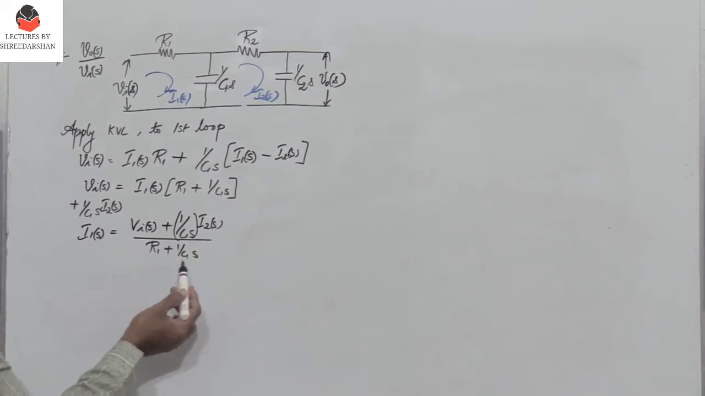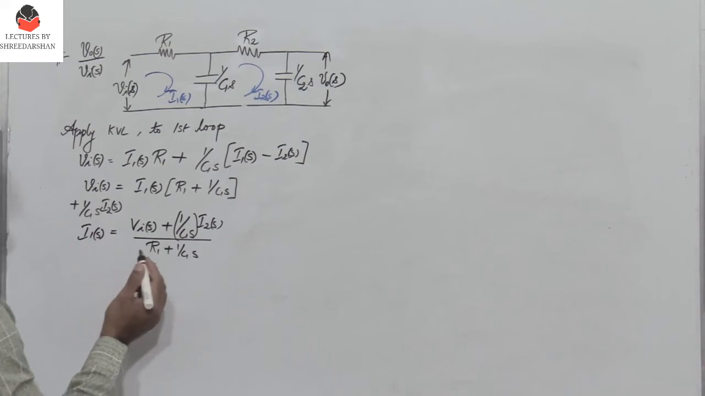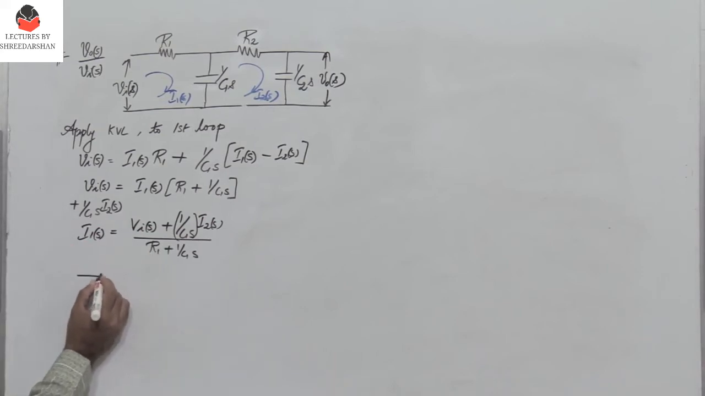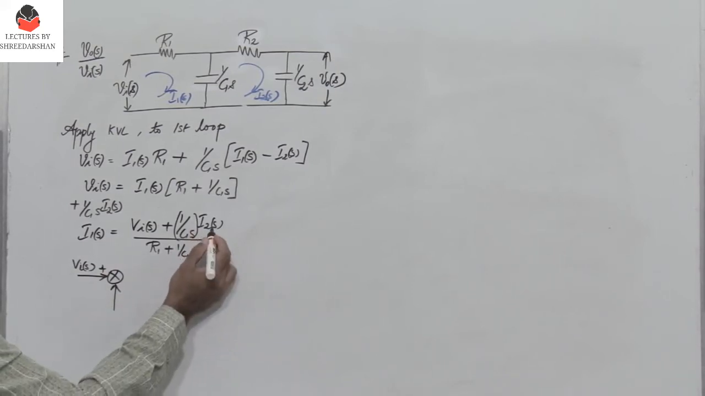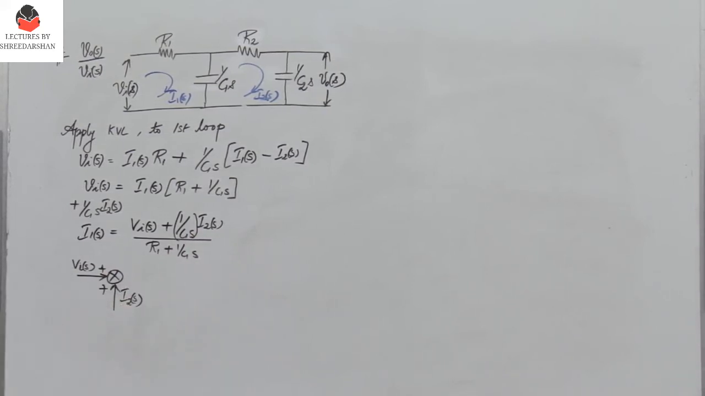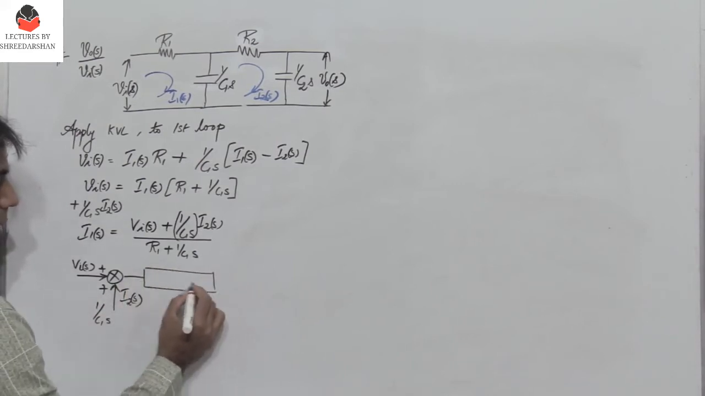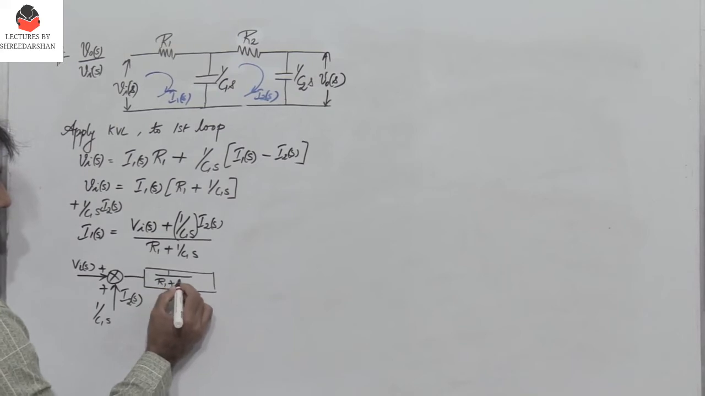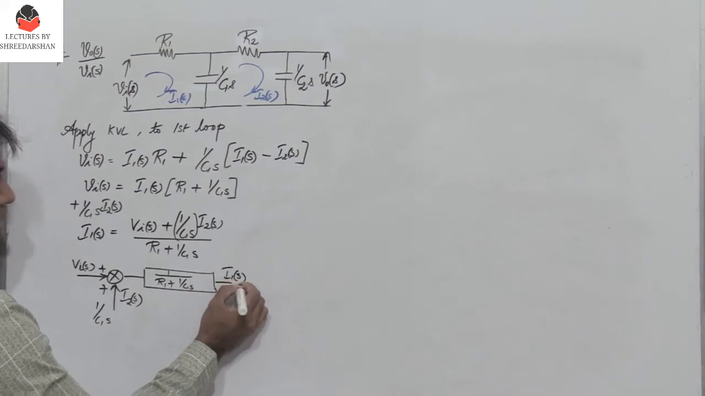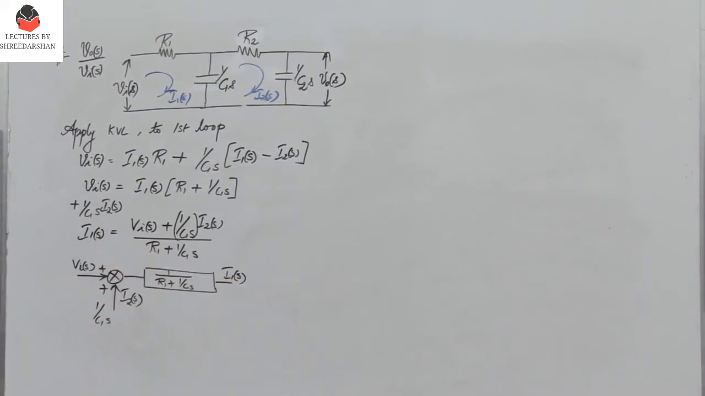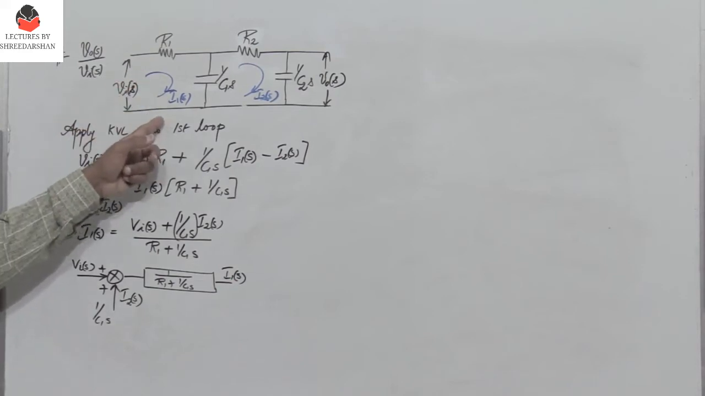Now this entire expression can be written in the form of a block diagram. So how can we write this? I have Vi of s, and then you have a summer, and here we have I2 of s. Now I2 of s is multiplied with 1 by C1s, and then we have 1 divided by R1 plus 1 by C1s. And the output is I1 of s.